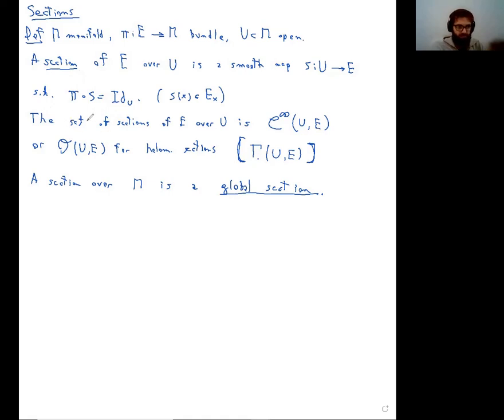If you want to denote the set of all sections over an open set, we write C infinity of U, E. This is usually the same notation one uses to mean all smooth maps from U to E, not just sections, but when E is a bundle, it's common to write this, and we know these are the sections. If we're talking about holomorphic sections, because E and M are complex manifolds, then we write this. Sometimes this is also written capital Gamma of U, E, and whether we're talking about smooth or holomorphic is clear from context.